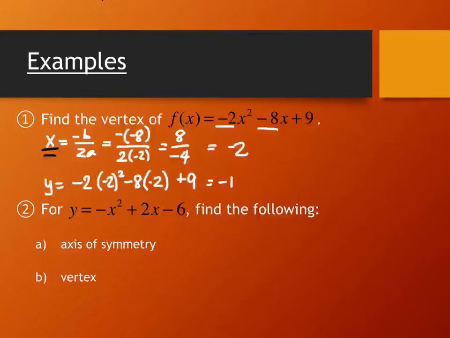And the last step for finding the vertex is making sure that we actually write it as an ordered pair. It is a point, it is an ordered pair, so we're going to write it that way. So it's negative 2, comma negative 1 in ordered pair notation.